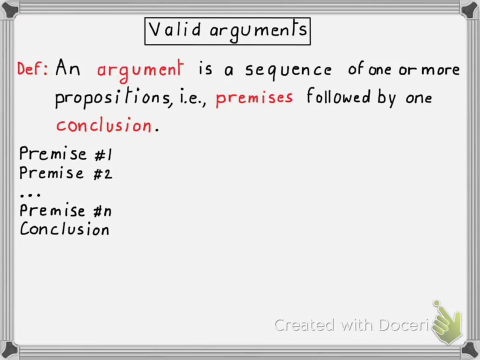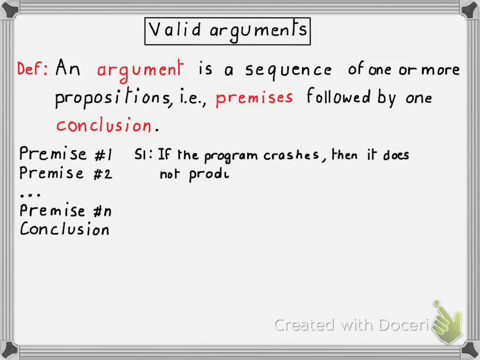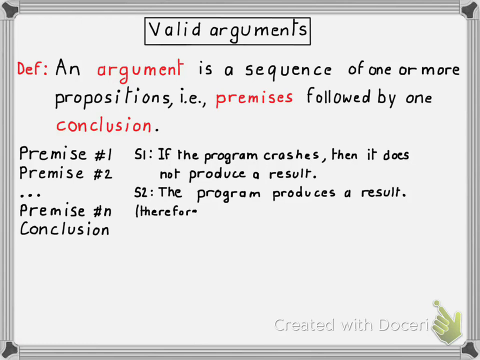So let's look at a simple example that will look familiar to you. Let's say statement number 1 or proposition number 1 is, if the program crashes, then it does not produce a result. I think we all agree that this is a proposition. Let's look at another proposition, S2. The program produces a result. And then a third proposition, S3. The program does not crash.